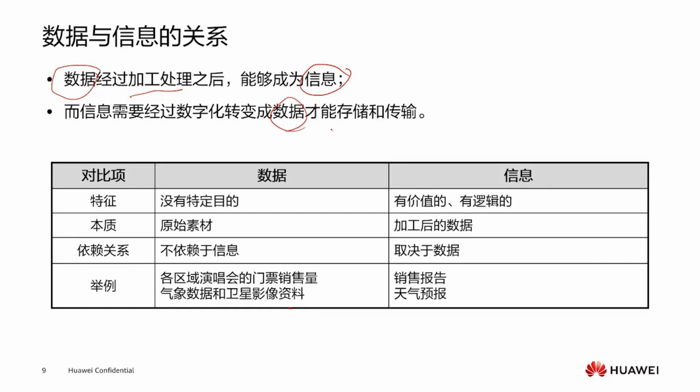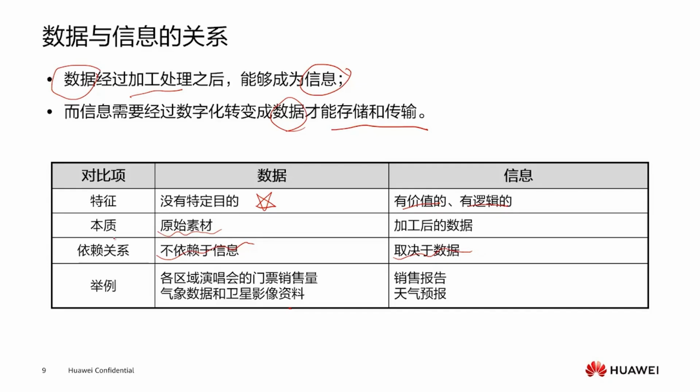Data itself has no specific purpose. It just represents some characteristics of things or changes in things, while information is valuable and logical. The essence of data is the raw materials we collect, while the essence of information is the valuable and useful data after processing. Data does not depend on information, but information depends on data. And the storage and transmission of information also depend on data.